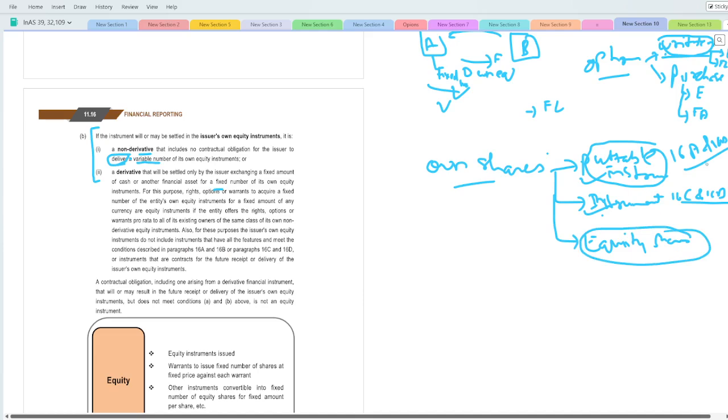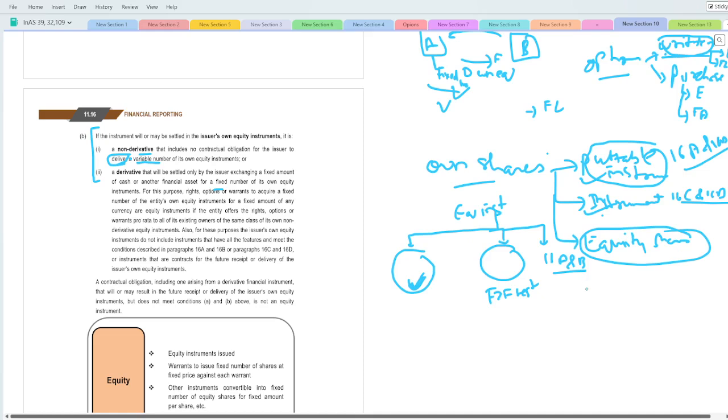So 16A and 16B, this is what it is saying. The contractual obligation, including one arising from the... So again, I am just repeating here. What type of instruments will be coming in the equity instruments, where you are not having any obligation to pay the cash, correct? So that is the one thing. Plus, in this, the settlement is not happening in the own shares, correct? Second thing, if the settlement is happening in the own shares, then fixed to fixed has to be seen. And the third thing is this one, the paragraph 16 and 16B.